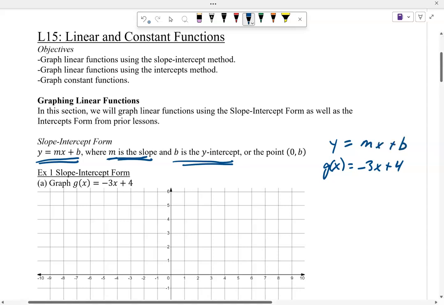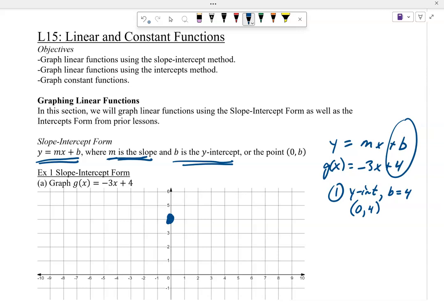The first thing you want to do when you're graphing, if you're given it in slope-intercept form, is number one, identify what your y-intercept is, your b value. See how the b value here is 4? So your b is 4, your y-intercept. That's where it crosses the y-axis. So that's the point (0, 4). You're going to put that on the graph. Remember, we only need 2 points to draw a line, right?